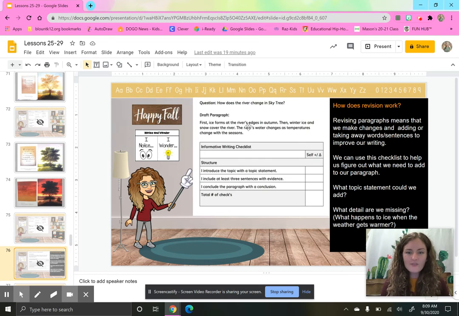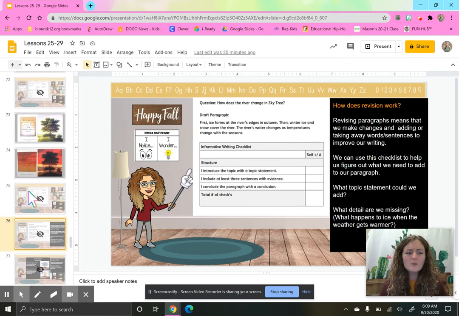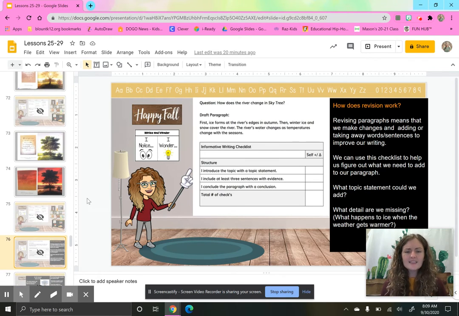First, ice forms on the rivers. Oh, I'm sorry. Let me read the question first. It says, how does the river change in Skytree? First, ice forms on the river's edge in autumn. Then, winter ice and snow covered the river. The river's water changes as temperature changes with the seasons. So what are we missing in that paragraph?